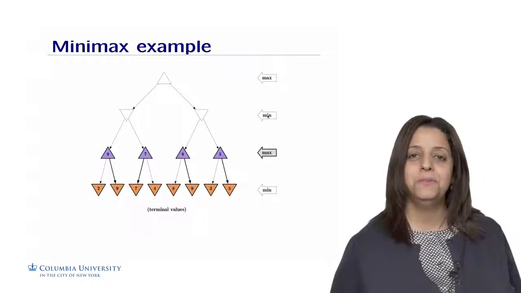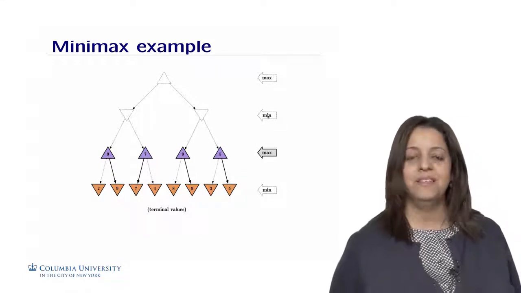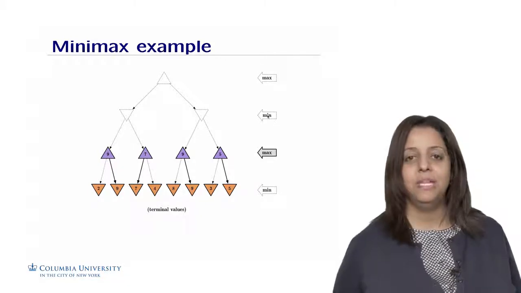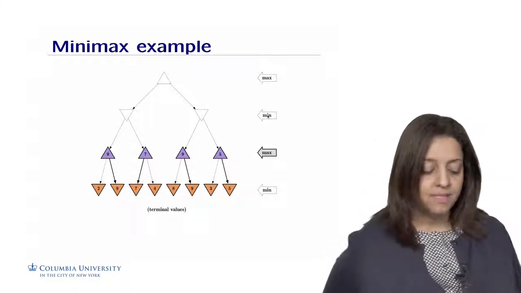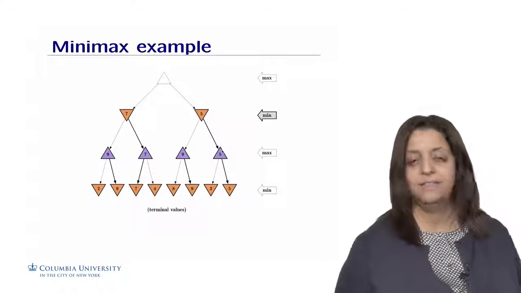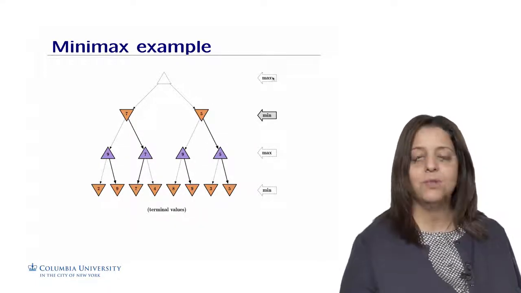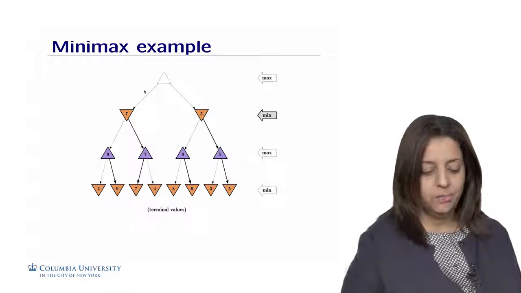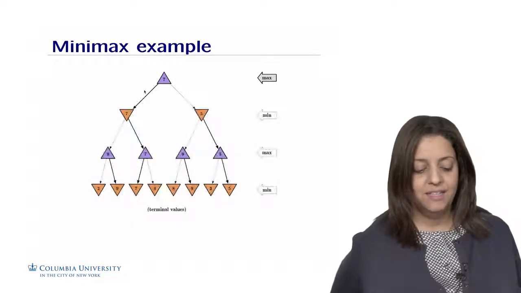Min will try to not let max get the maximum of the leaves, so it's going to take the minimum. In this case, min will pick 7 among the 9 and 7, and will pick 5 among 9, 7 and 5. And at the end, max will have the choice between 7 and 5, so it will pick the maximum value of 7 in this case.